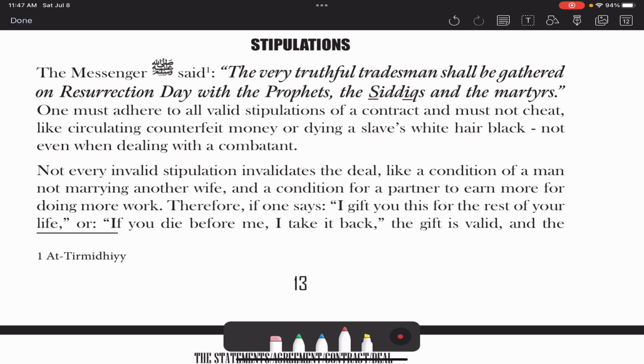Like circulating counterfeit money. That's cheating. Or dyeing a slave's white hair black. That's cheating. Not even when dealing with an enemy combatant. If you were at war and somehow you found yourself doing a sale or a rental or the like with a soldier from the enemy, meaning you two really, it's your job to kill each other right now, and you found yourself doing a deal with this person, then you can't cheat him. Even with that status, you can't cheat him.